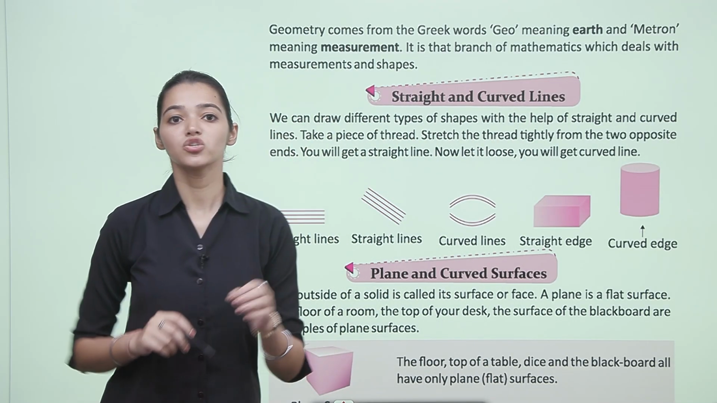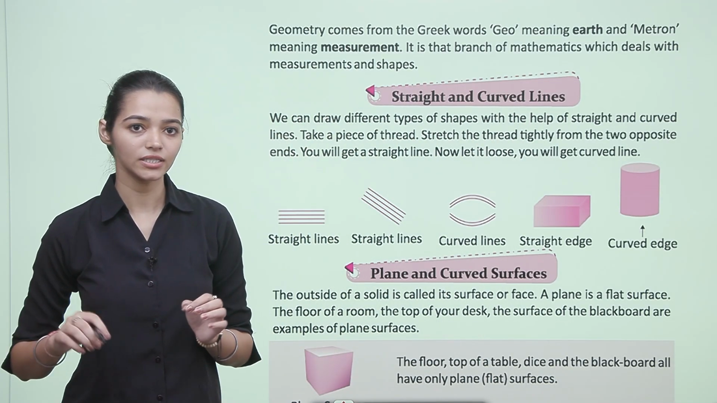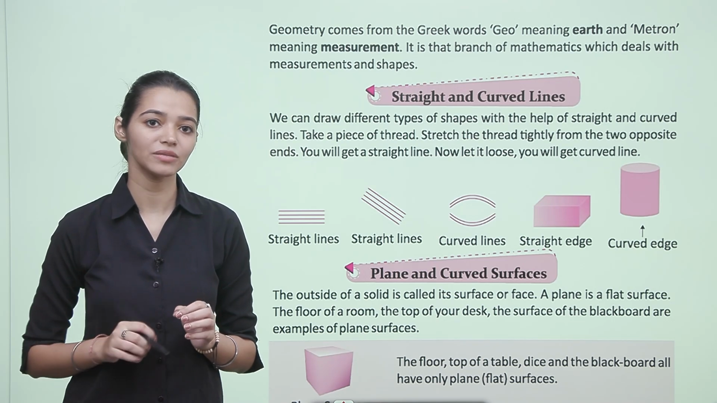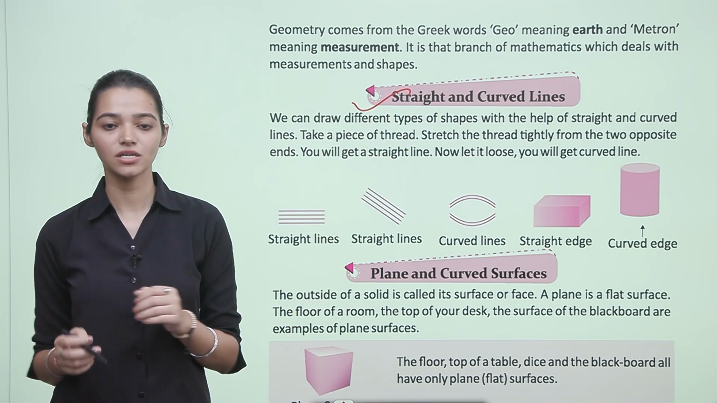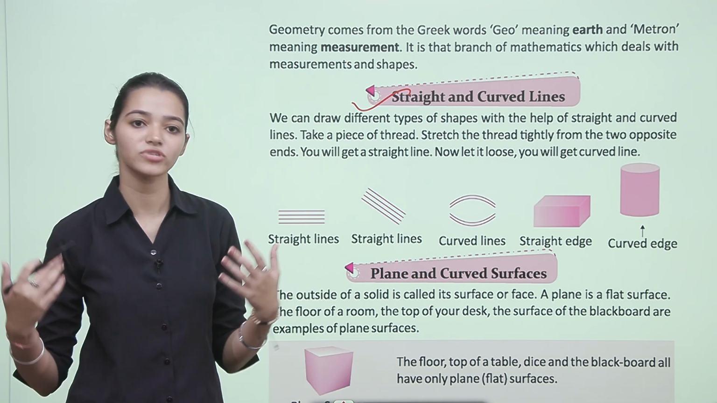Now, geometry comes from the Greek word geo, that means earth, and metron means measurement. This is the branch of mathematics which deals with measurement and shapes. Now let's start with the straight and curved lines. We can draw any types of shape with the help of straight and curved lines.